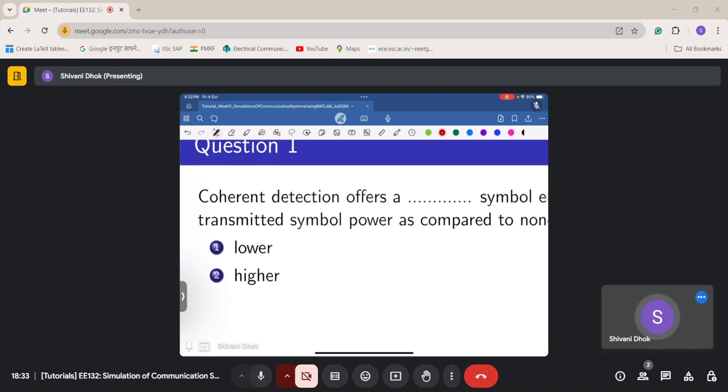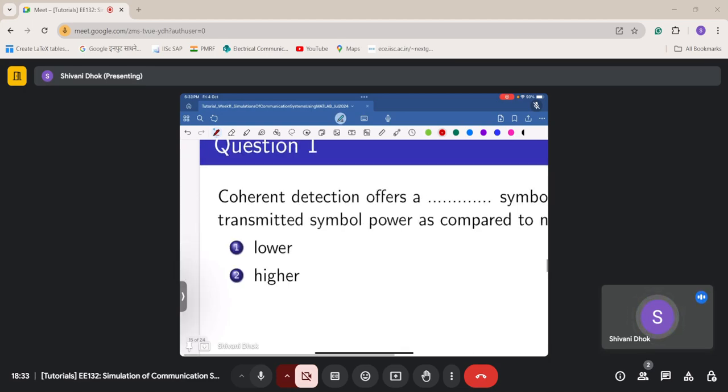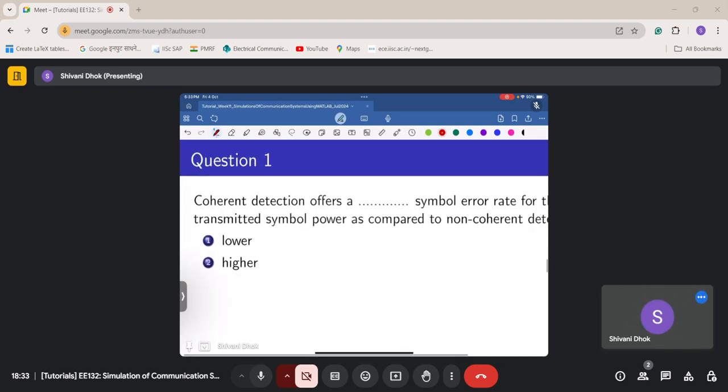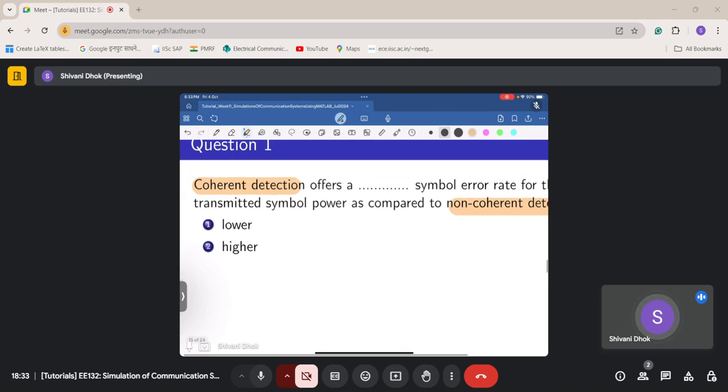It says that coherent detection offers a dash symbol error rate for the same transmitted symbol power as compared to non-coherent detection. We have seen what coherent detection is. It means you know the knowledge of your G and theta. For non-coherent detection, you don't know the value of your G and theta. Your constellation is already messed up. Which means that if I know some knowledge of my G and theta, somehow I can do a little bit better. Therefore, coherent detection offers a lower symbol error probability.